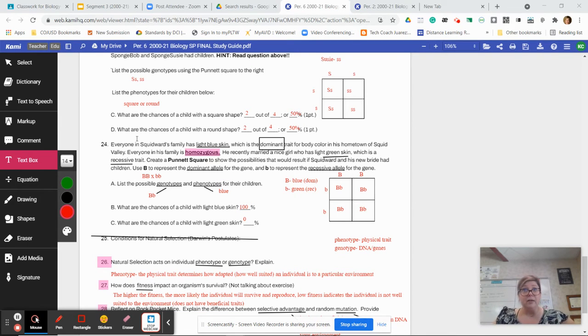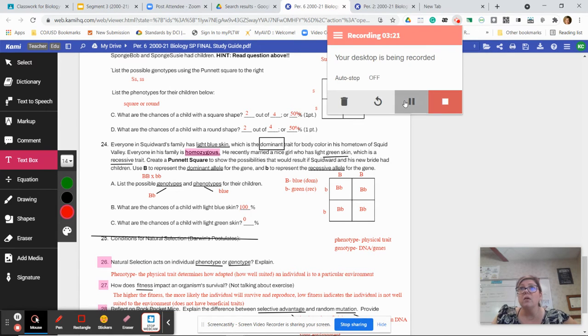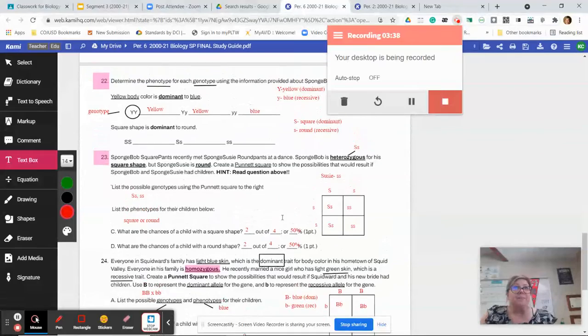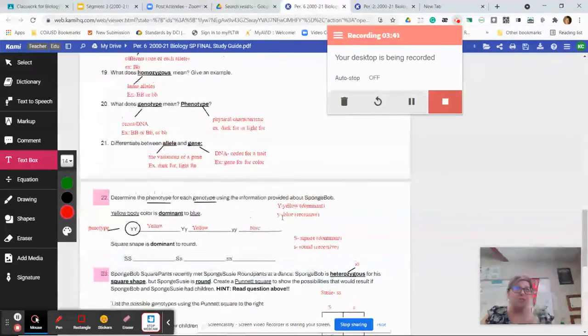it's the dominant allele. If there's at least one dominant allele in a genotype, it's going to express that trait. If there's two recessive alleles, it's going to express the recessive trait. All right, so they have a 100% chance of having a child with light blue skin and a 0% chance, no way, could these two genotypes result in a child with green skin. And again, we went over that on Friday in Zoom.